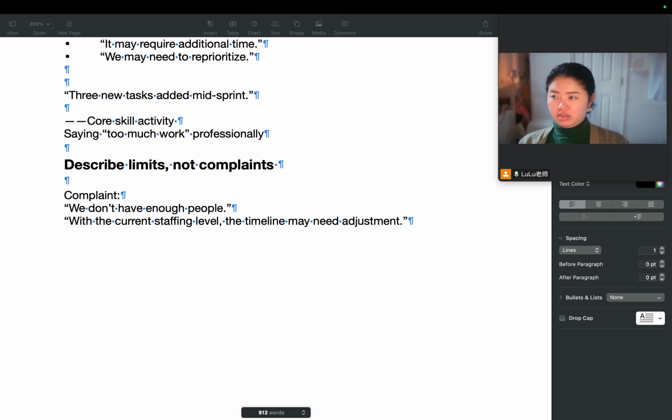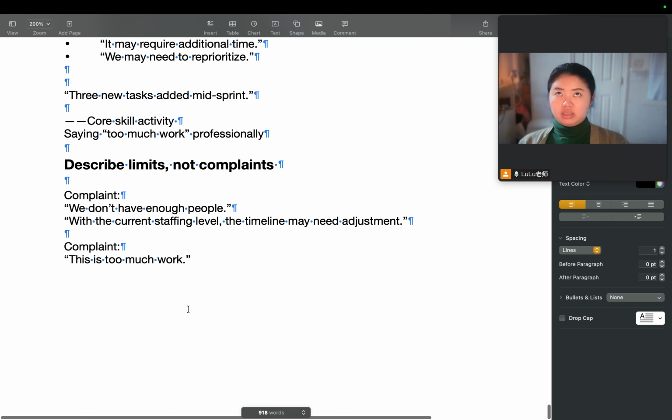Here is another complaint. This is too much work. What can you say instead? We can say something like, given current bandwidth, completing all items this sprint may be challenging.